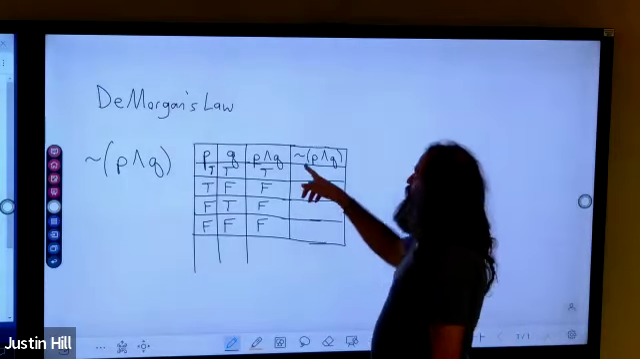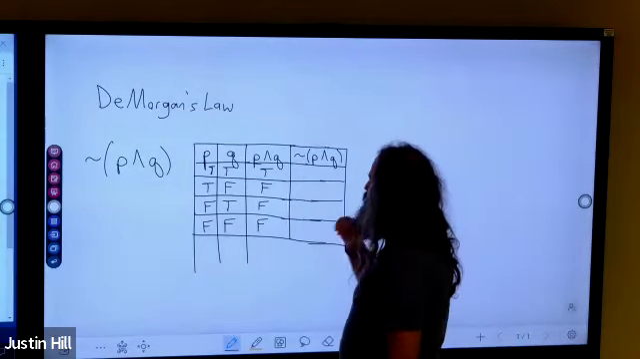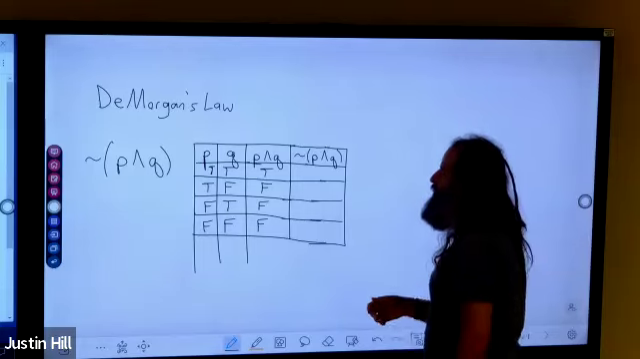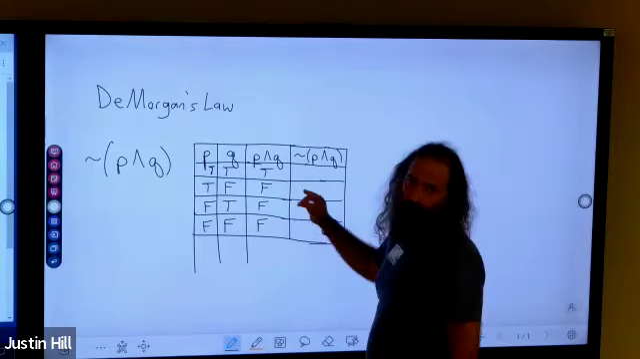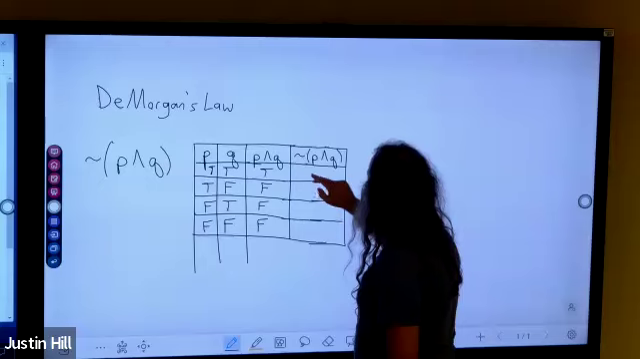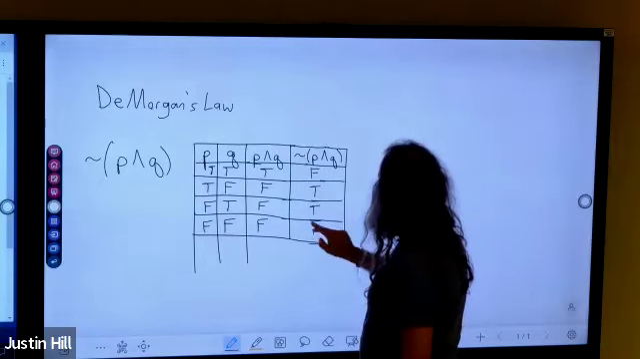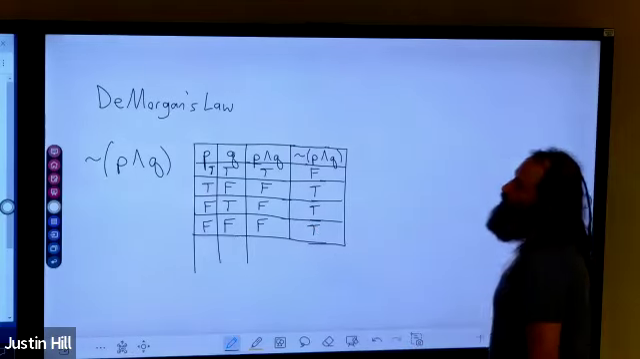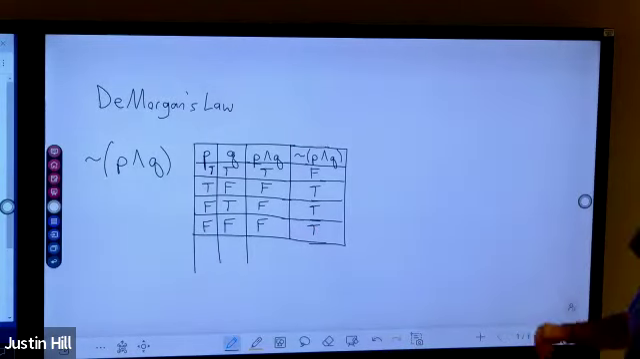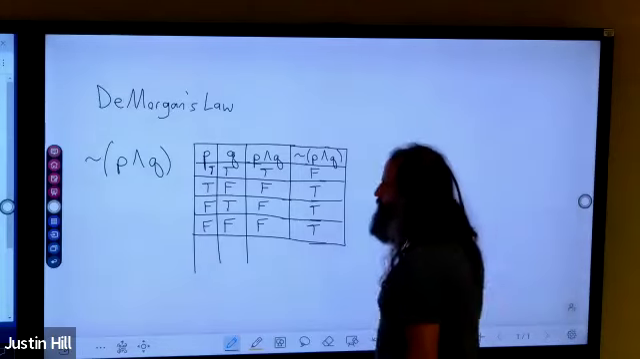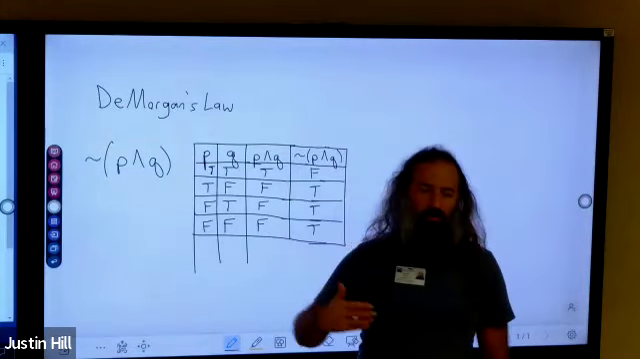Then we're going to do not (P and Q). So here's kind of the fun part. For not (P and Q), you're going to take everything in P and Q and you're just going to negate it. You're going to flip it. So that's going to then be false, true, true, true. All right. So this is not (P and Q).